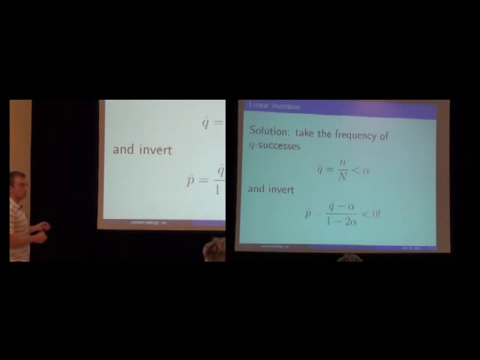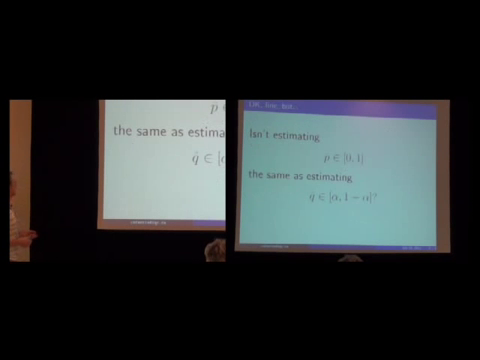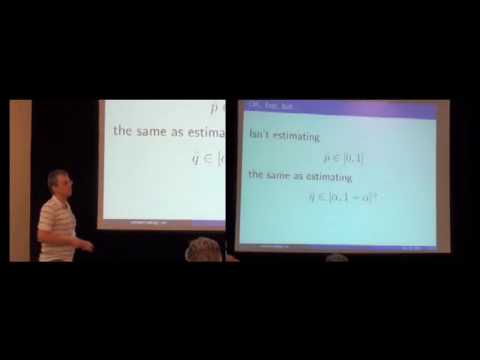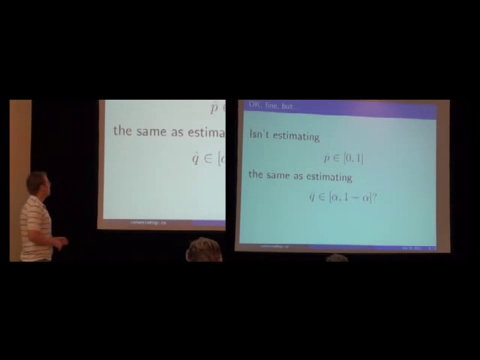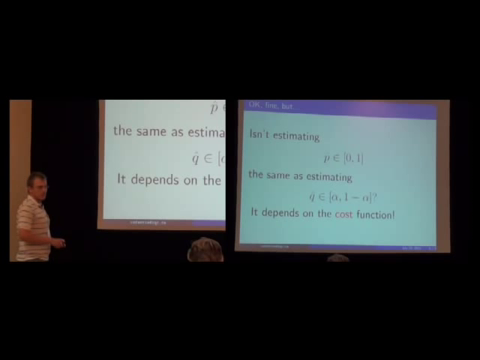So what's the right answer here? Again, okay, that's fine. But I estimate P to be between 0 and 1. Well, I'll just estimate Q to be between alpha and 1 minus alpha, and then all my probabilities will be between 0 and 1. Does this help? Well, it depends on your cost function.